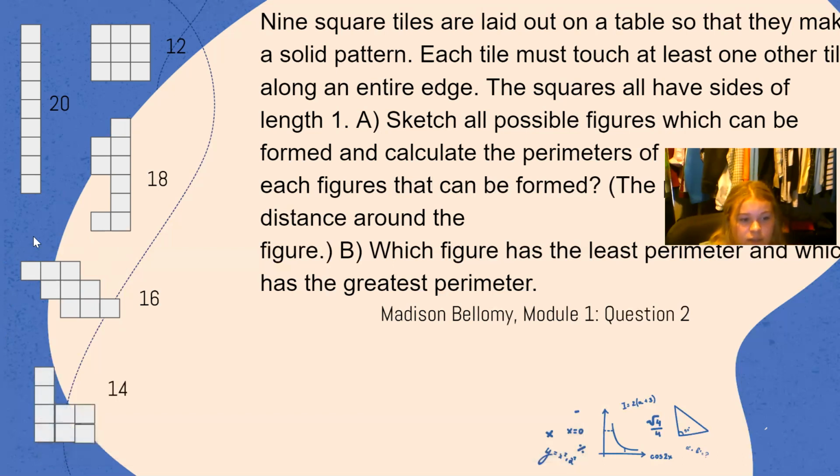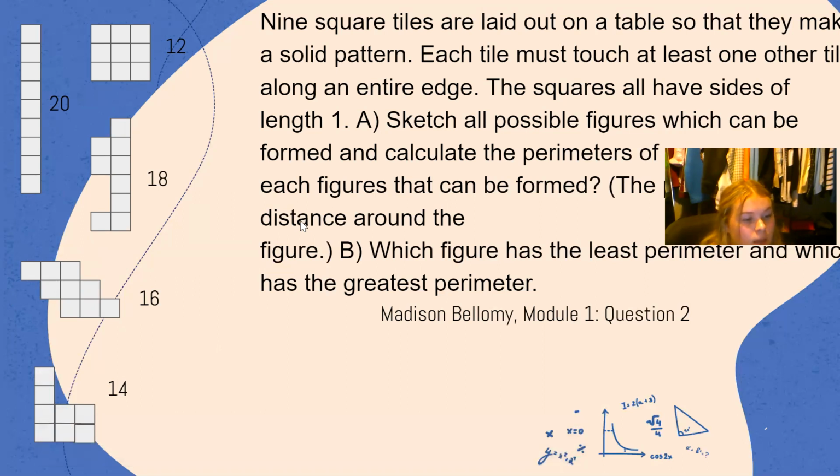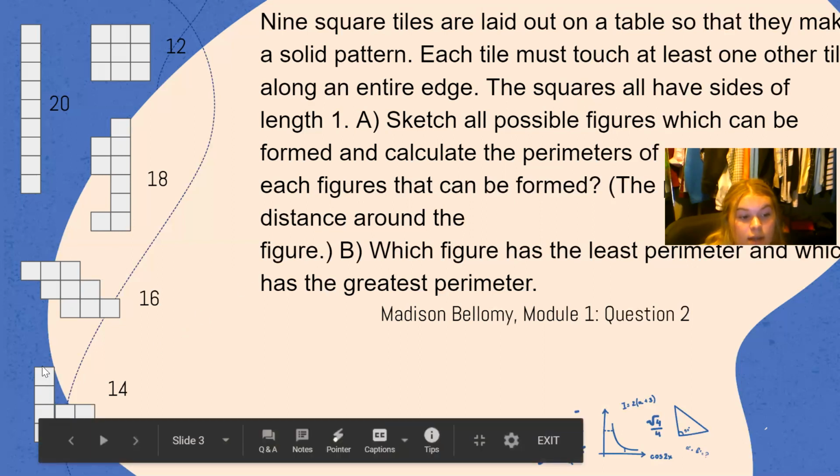And for our last figure, we can get that PowerPoint toolbar out of the way. For our last figure, this perimeter is equal to 14. We have a 2 by 3 cube on the bottom. 2 on one side, 2 on the other, 3 on the top, 3 on the bottom. So 6, 4, 5, 7, 8, and then 9, 10, 11, 12, 13, 14.